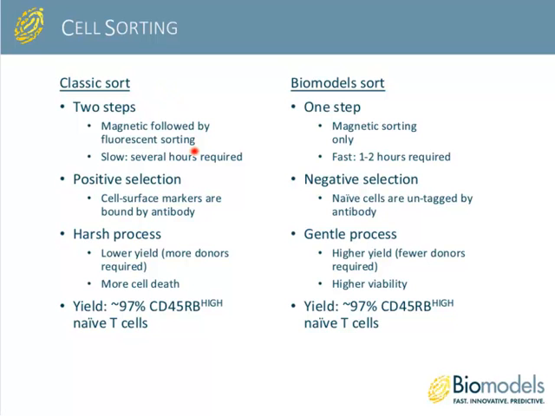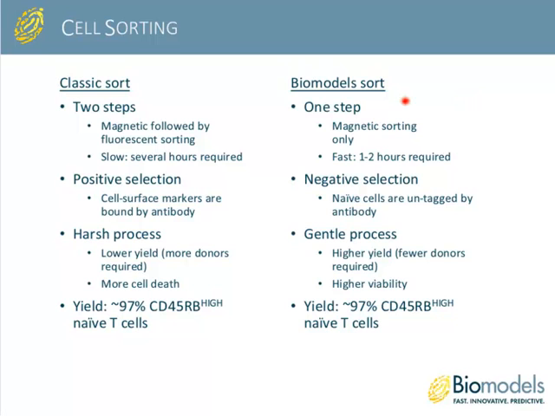So just to compare and contrast those two methods, the classic sort involves magnetic and fluorescent sorting, and that makes it slower. It's positive selection, so the cells that you get out at the end are actually tagged by antibody CD4 and CD45RB. And it's a relatively harsh process because of the shearing forces involved in running through a cell sorter, so you get a slightly lower yield and more cell death. One thing I haven't written on here is that with a cell sorter like this, you can get a very, very pure population because you can set the size of the gate to whatever you want. Obviously, that's at the expense of yield.